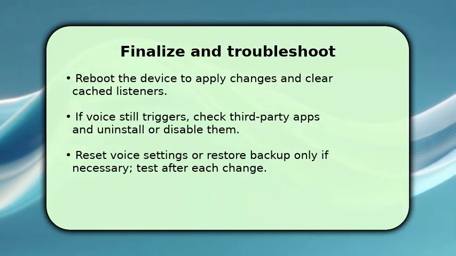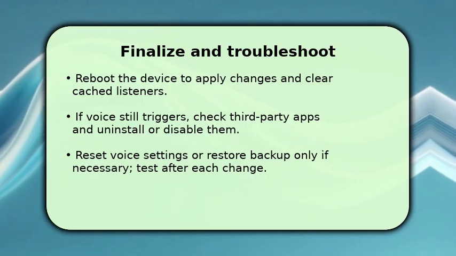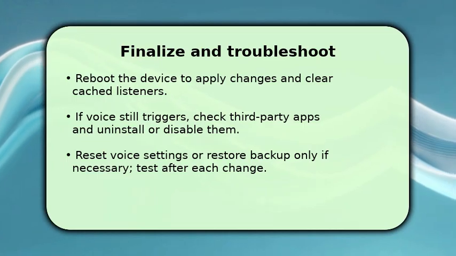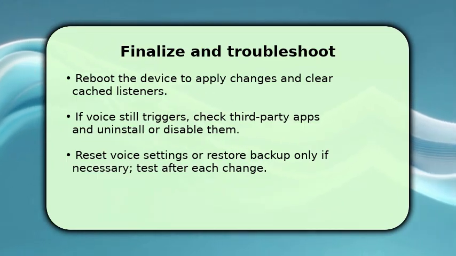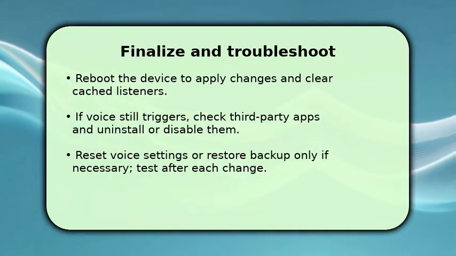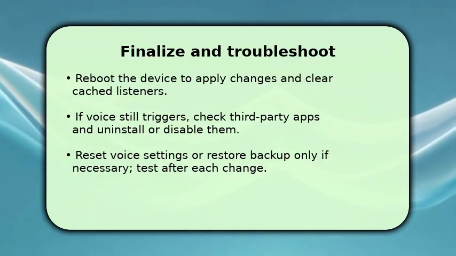If voice features still trigger, inspect third-party apps, messaging, launcher, or accessibility tools, and disable or uninstall any that request microphone or assistive control. If problems persist, reset voice settings or restore your earlier backup selectively, testing after each step. One key troubleshooting tip: toggle airplane mode.